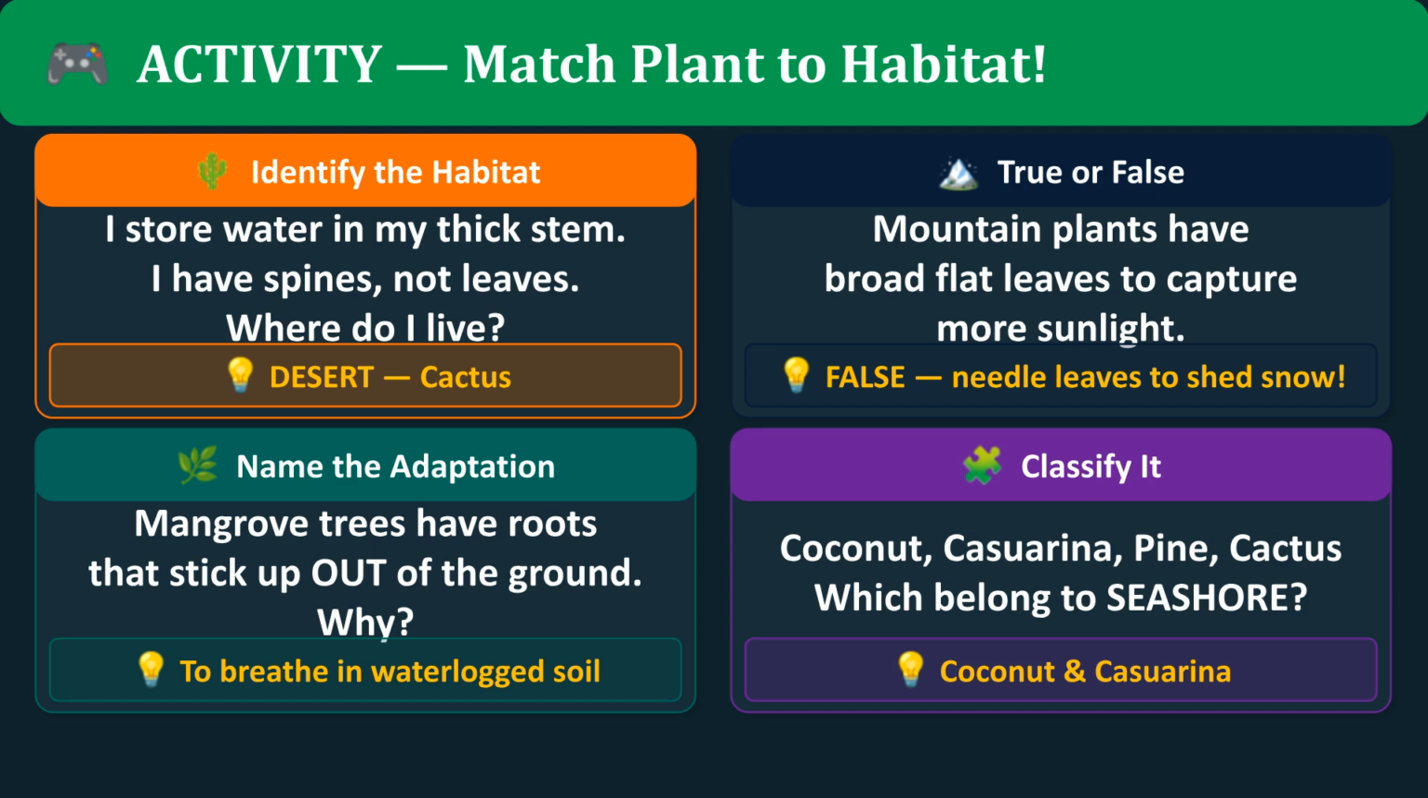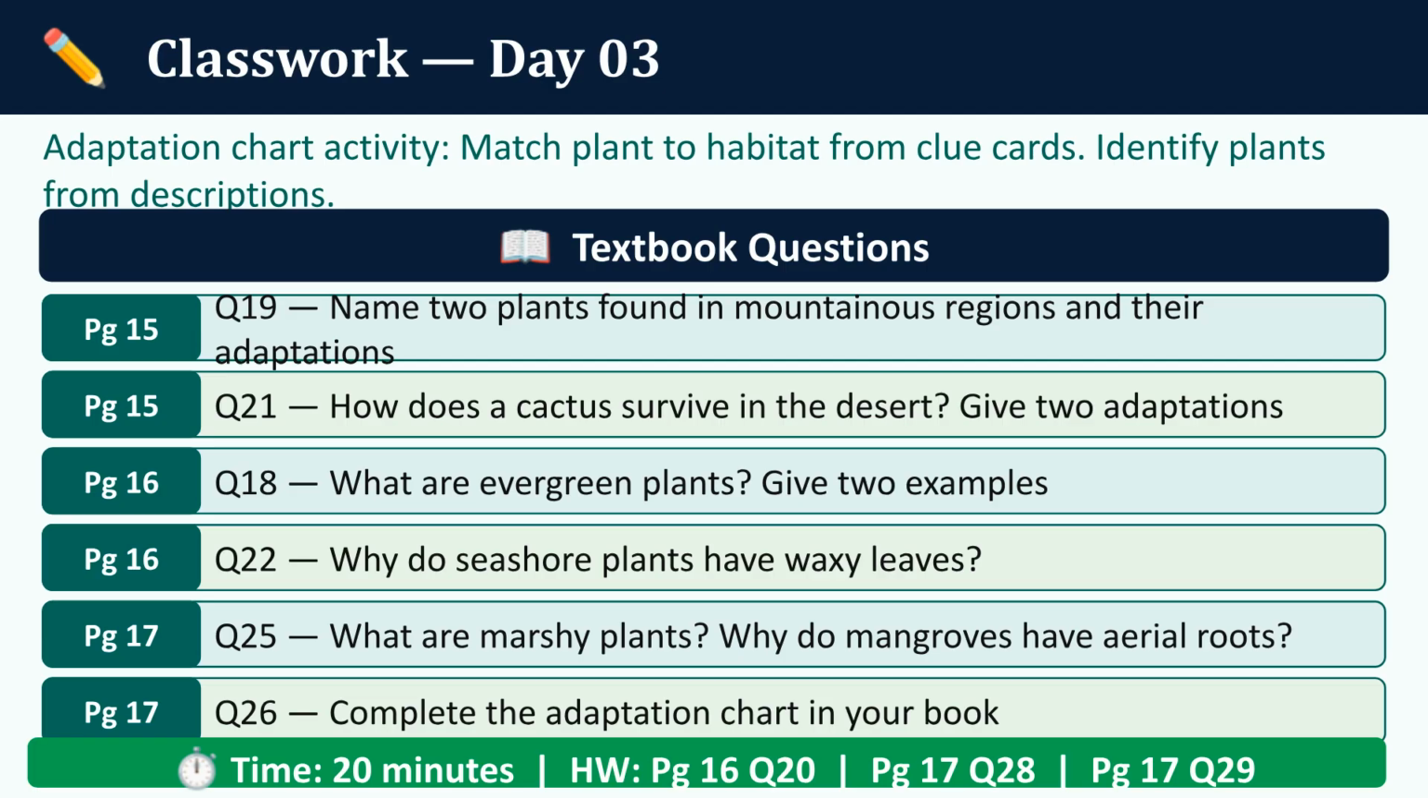Question 3. Why do mangrove roots grow above the ground? Correct. To breathe in waterlogged soil. Last question. Which of these are seashore plants? Coconut, casuarina, pine, or cactus? Excellent! Coconut and casuarina. Now it's your turn.